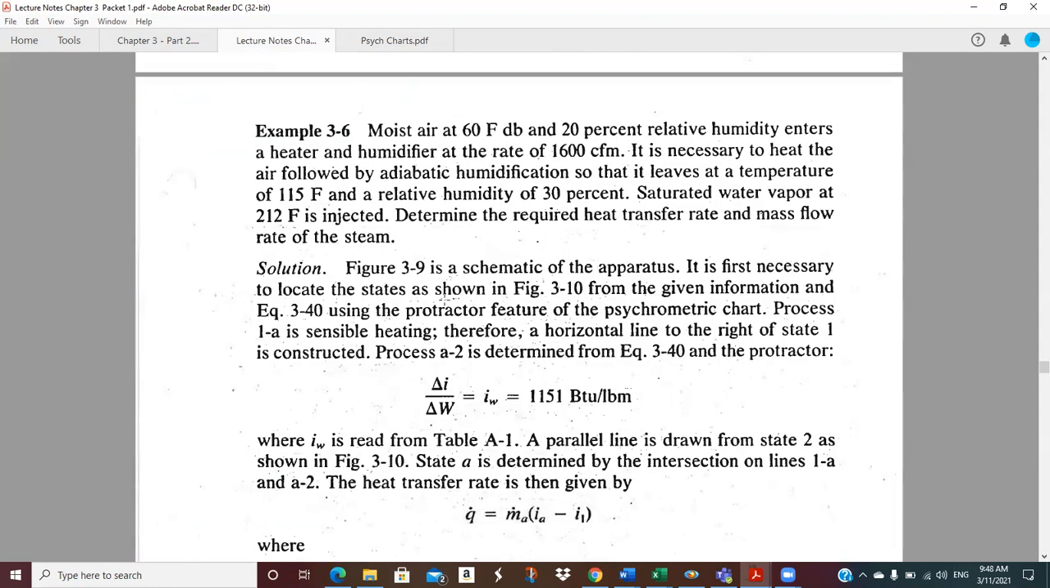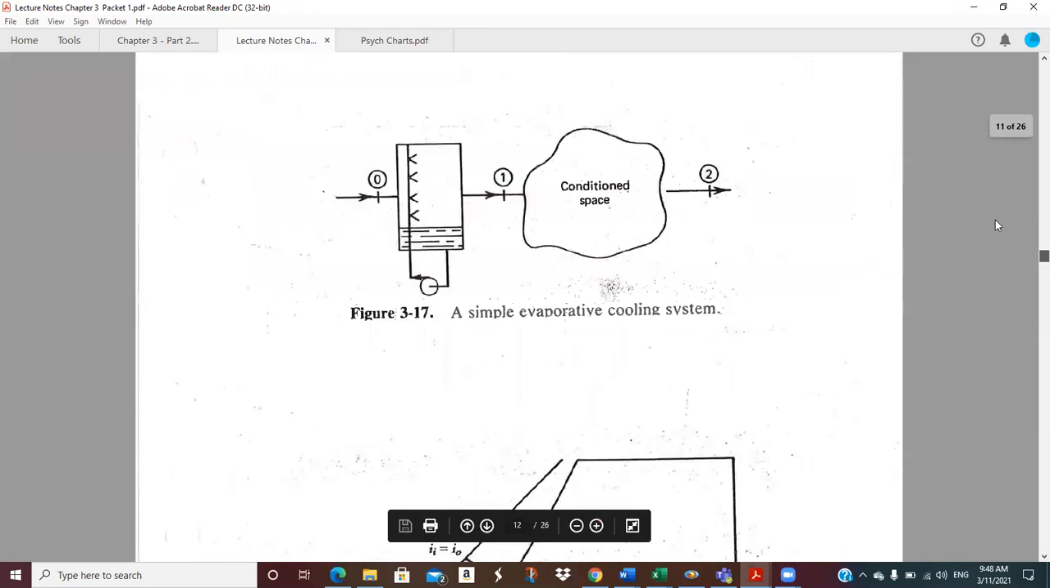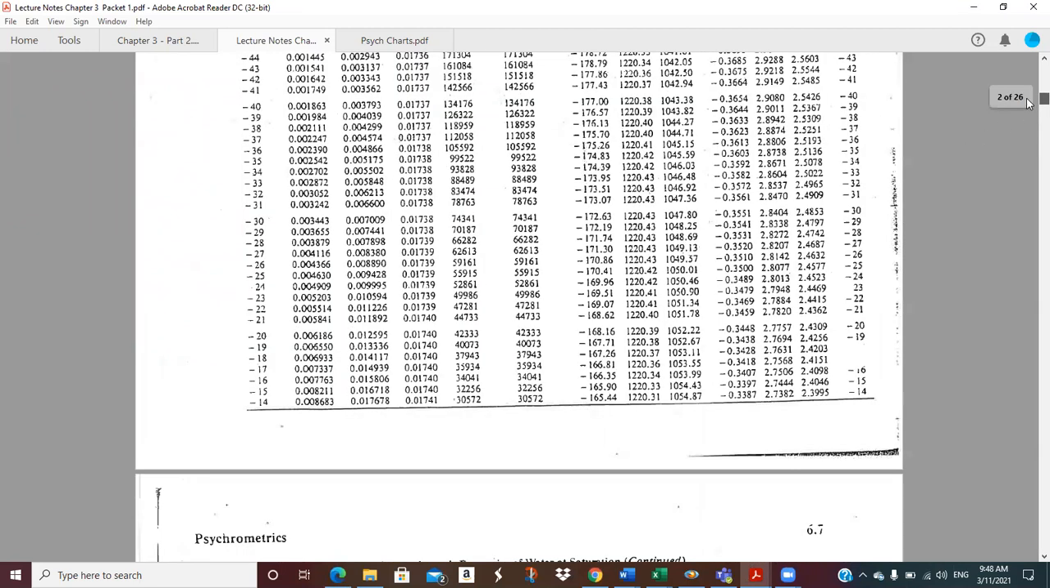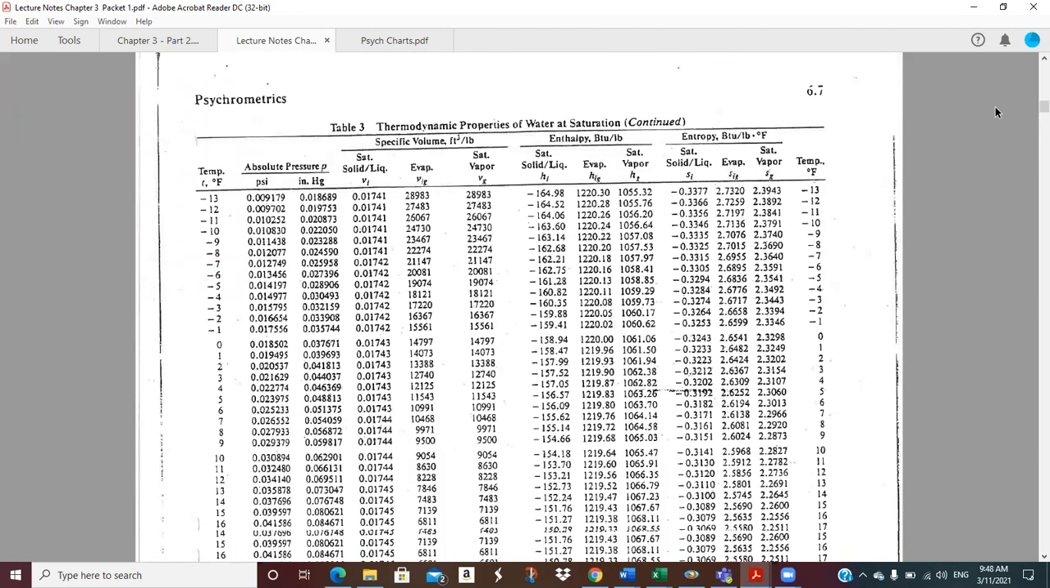Okay. And if I was doing this on a psych chart, I'll just talk through it here, then we can go look at it. So there's my starting point. I would draw a horizontal line all the way across off the chart. That's my sensible heating line. Okay. Then let's go up here, and I would go to my steam tables, which are up here at the top. And I would go 212.